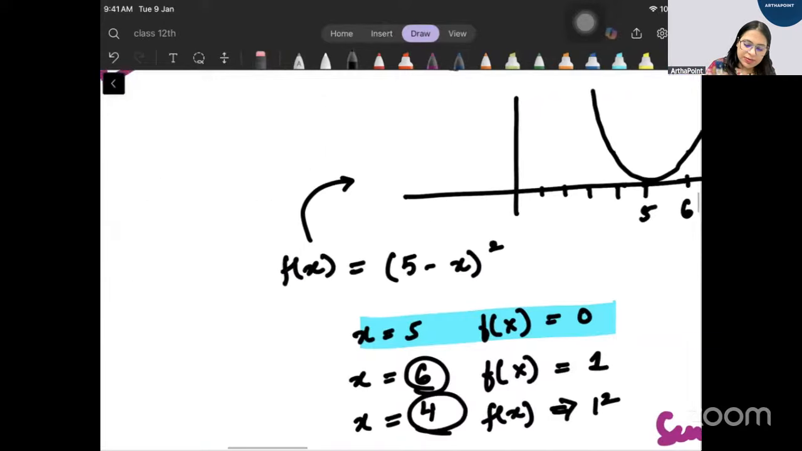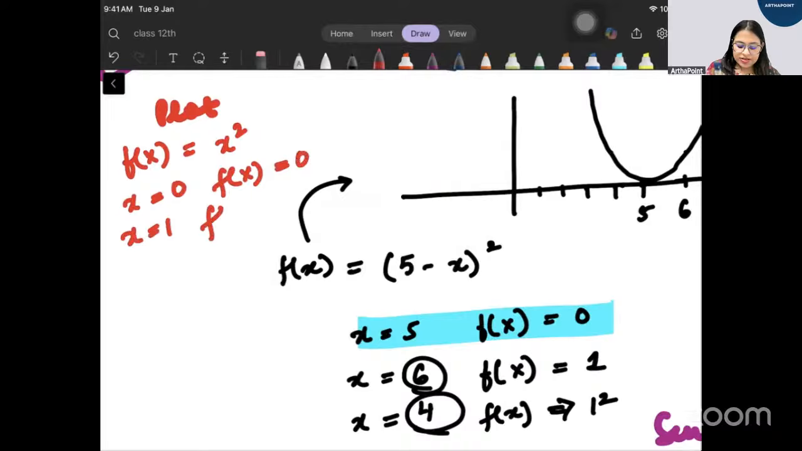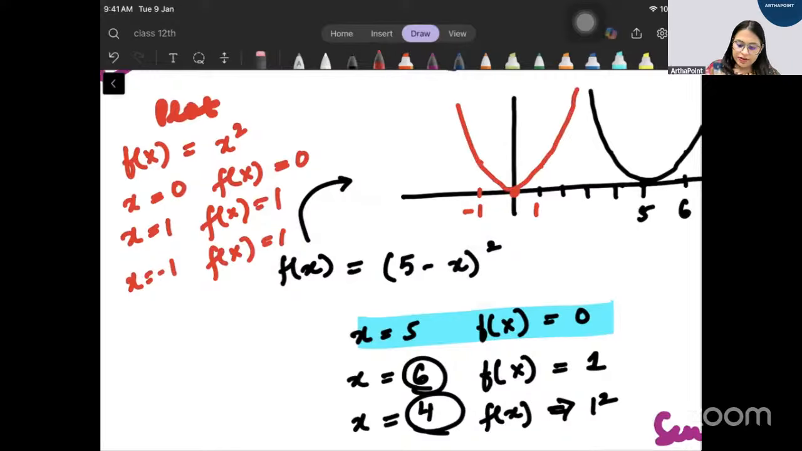So if someone tells me to plot f(x) is equal to x square, I will notice that when x is 0, f(x) is 0. When x is 1, f(x) is 1. When x is minus 1, f(x) is 1. So here when x is 0, f(x) is 0. When x is 1, it takes the value 1. When x is minus 1, it takes the value 1. So we notice that when we go from x square to (5 minus x) whole square, the curve is going to shift to the right. Curve is shifting to the right.